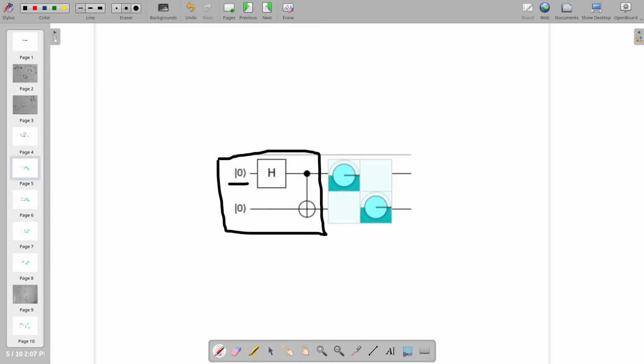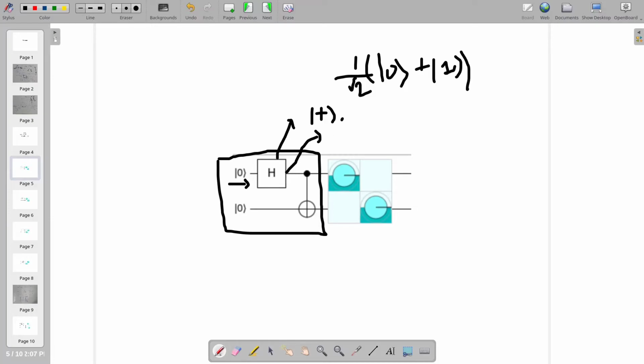For example, let me say this is the initial value 0. We already know that the Hadamard gate moves it to superposition. So 0 will move to the plus state, which, as we already know, is nothing but the superposition 1 by root 2 times (0 plus 1), that is, it has a 50% probability of being in state 1 and a 50% probability of being in state 0. We already know this. So the output of the Hadamard gate is 50% 0 and 50% 1.